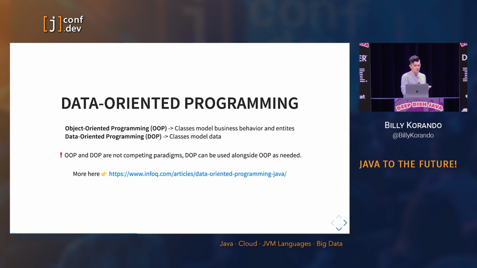But another thing that this is all about is data-oriented programming. We're all familiar with object-oriented programming, where you're writing classes that model business behavior and entities. Data-oriented programming is about writing classes that model data. It's important to know that OOP and DOP are not competing paradigms. You don't have to accept one or the other. They can both be worked on together as needed.